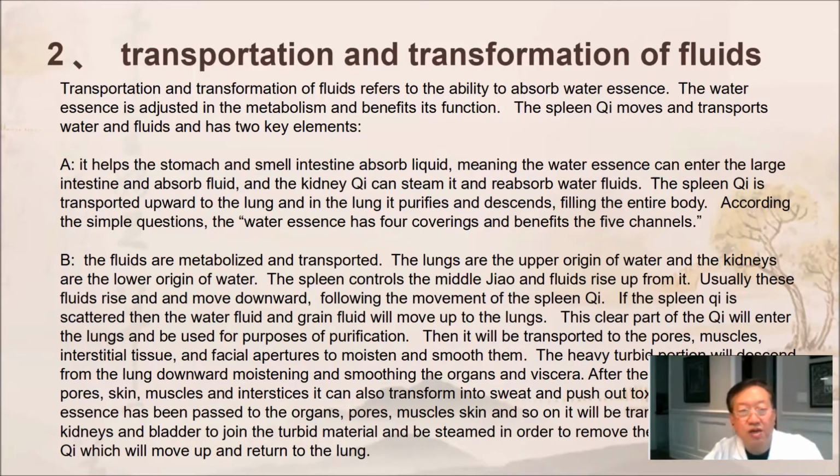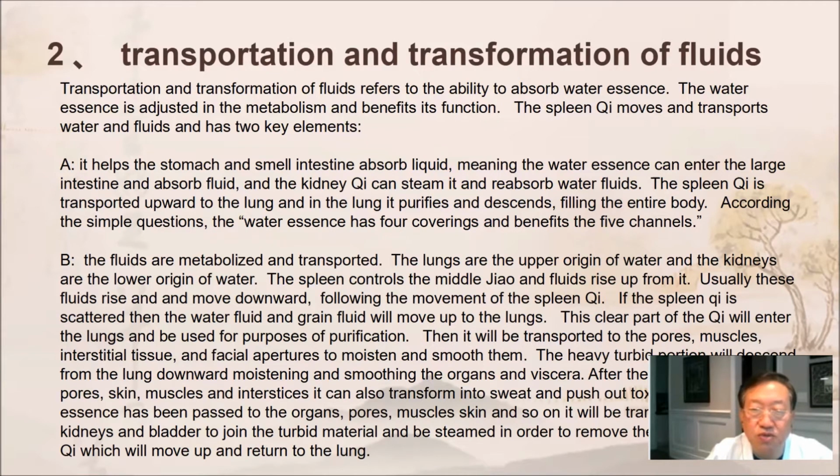It helps the stomach and small intestines absorb liquid, meaning the water essence can enter the large intestine and absorb fluid. If the kidney qi can steam it and reabsorb water fluids, the spleen qi is transported upward to the lung, and in the lung it purifies and descends, filling the entire body. According to Simple Questions, the water essence has 4 coverings and benefits the 5 channels.